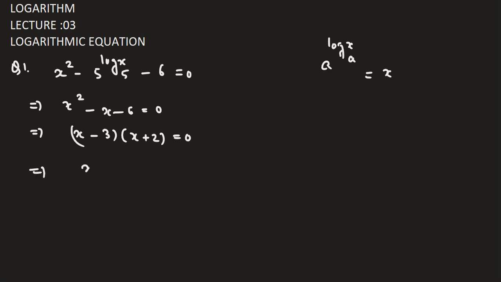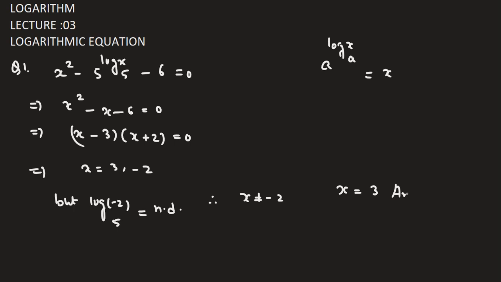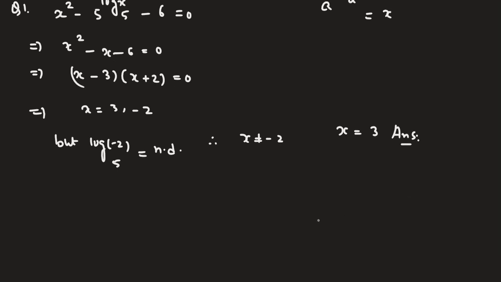Now x equal to 3 comma minus 2, but log of minus 2 base 5, log of x base 5 is not defined, so therefore x cannot take the value minus 2. So what we have to take is x equal to 3 only. Hope guys all of you understand this concept. Now coming to question number 2.